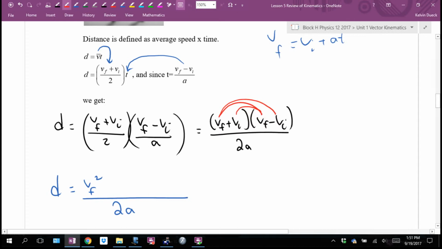When I multiply those two, I'm going to get a positive VF times VI. I'm going to get a positive VIVF. What's negative VIVF plus VIVF? Nothing. I like that. And then I'm going to have a positive VI times a negative VI. First of all, what's a positive times a negative? And what's a VI times a VI?